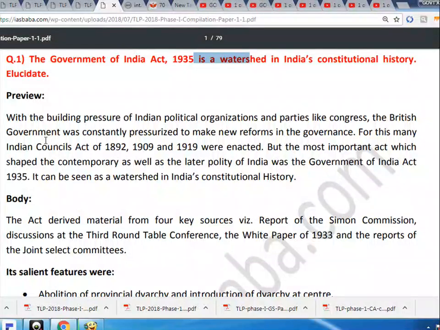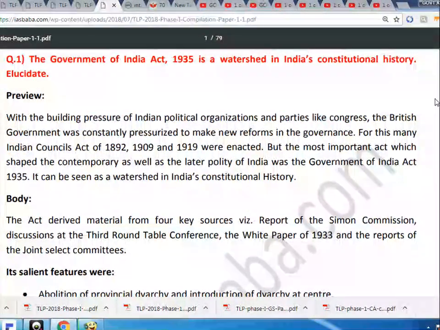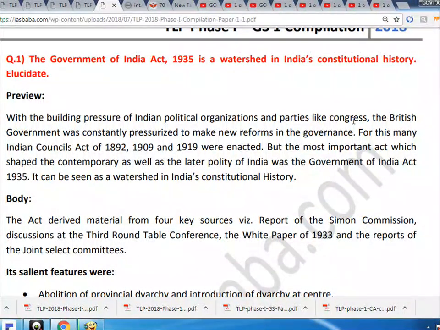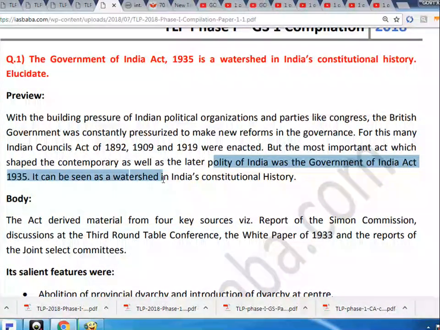Preview. With the building pressure of Indian political organizations and parties like Congress, the British government was constantly pressurized to make new reforms in the governance. For this, many Indian Councils Acts of 1892, 1909 and 1919 were enacted. But the most important act which shaped the contemporary as well as the later polity of India was the Government of India Act 1935. It can be seen as a watershed in India's constitutional history.